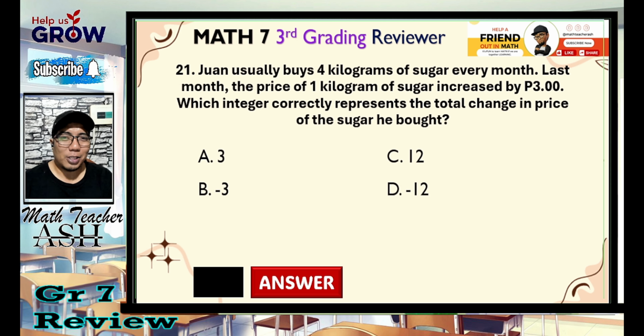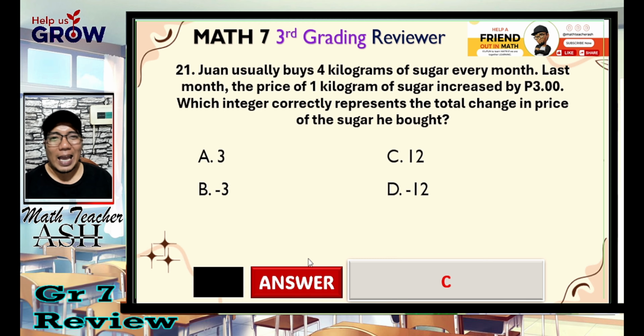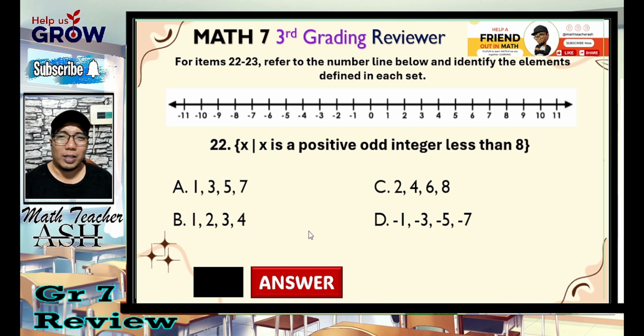Alright, my dear math learners, we know that Juan is buying 4 kilograms every month and there is an increase of 3 pesos per kilogram. So, therefore, 3 pesos times 4 kilograms, that would be 12. So, the correct answer for this question is letter C. Let's check whether we are correct. Alright, very easy. Now, let us go to question number 22.